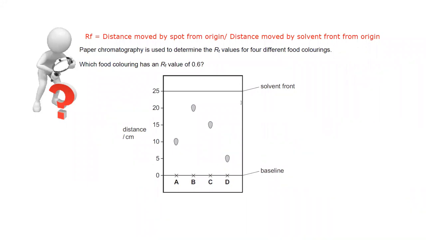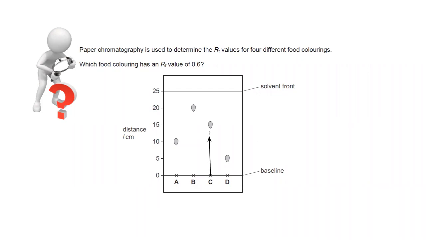So the correct answer for this one is C. Why is C the right answer? Because the distance moved by the spot, and it's not like we take the starting point or ending point, we take the middle, the center of the spot, to a distance moved by the solvent front. So this is 15 and the solvent front 25, so 15 divided by 25 equals 0.6, so it matches with C.